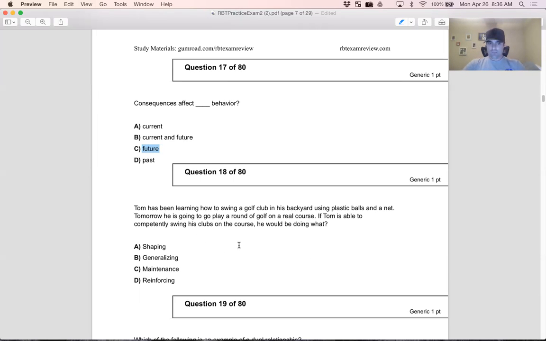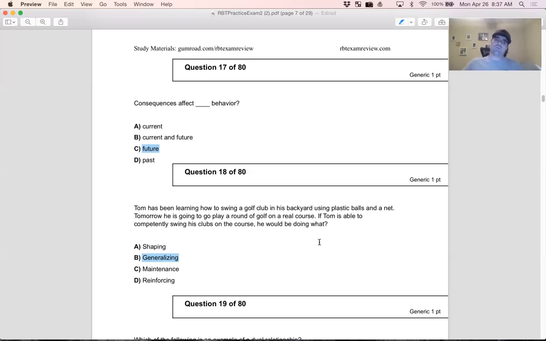B, generalizing. So what is generalizing? Generalizing is performing a behavior or performing a response, okay, in an untrained or the non-learning environment. Okay. So what is Tom doing? Well, he's learning in his backyard. He's training in his backyard. Okay. Then he's going to a new environment, right? And trying to execute the same behavior. Okay. If he's able to, then he would what? He would be generalizing. Okay. Perfect fit, right?